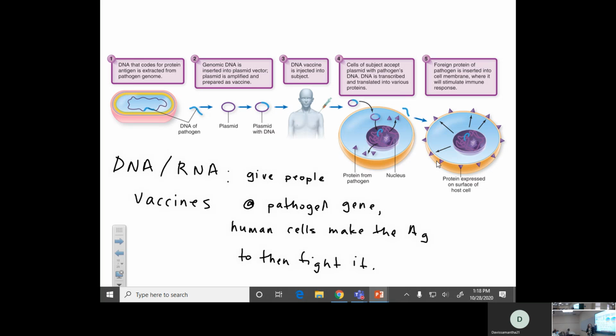The advantage of this is it's much faster to make the vaccine. The disadvantage of this is that they haven't gone through the years and years of trials. Until this year, theoretically, this is the vaccine style of the future. The future's here. This is what the first corona vaccines are going to be like.